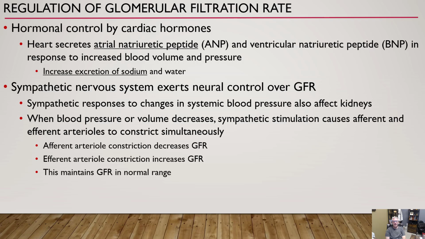So we have blood pressure changes or volume decreases. The sympathetic nervous system can cause afferent and efferent arterioles to constrict simultaneously. And we know that when afferent arterioles constrict, that's going to decrease our GFR. And when efferent arterioles constrict, that's going to increase our GFR. And overall, the net effect is going to help maintain that GFR in a normal range.